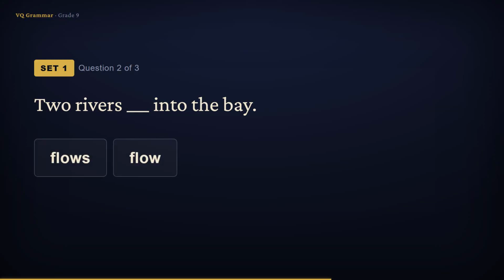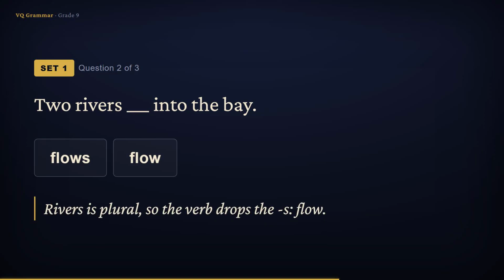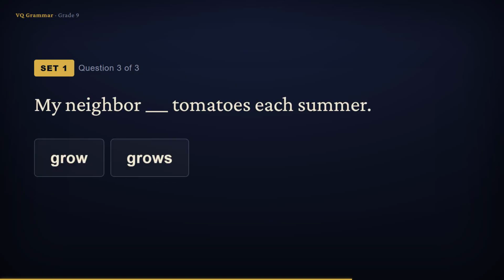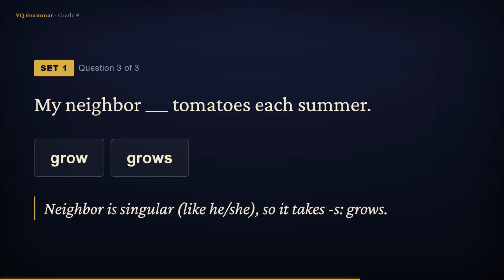2 rivers blank into the bay. Flows or flow? Rivers is plural, more than one, so the verb loses its S. A plural subject takes the bare form. The answer is flow. My neighbor blank tomatoes each summer. Grow or grows? One neighbor is a singular third-person subject, exactly like he or she, so the verb takes the S.